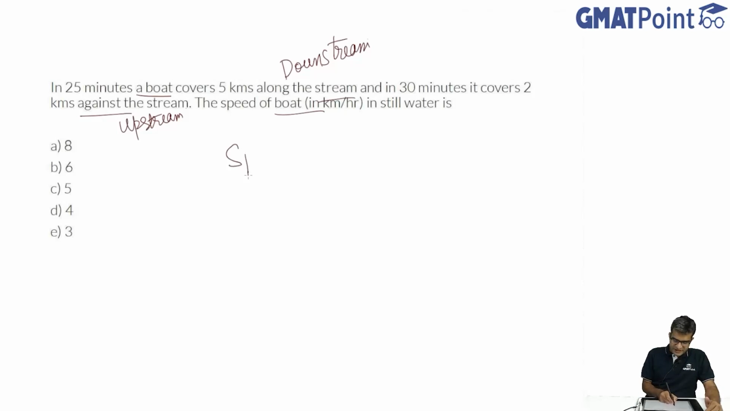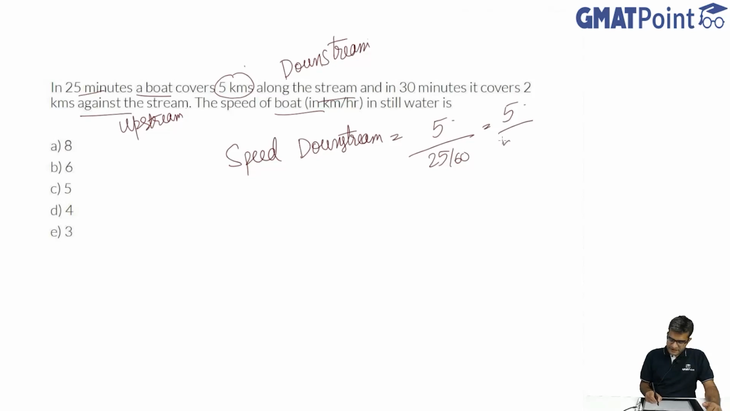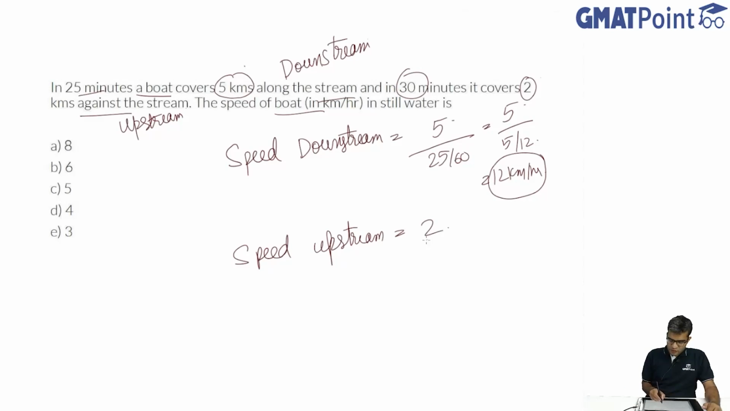What is the speed downstream? The speed of the boat downstream, because it is traveling 5 kilometers in 25 minutes, will be 5 divided by 25 by 60, which is equal to 5 divided by 5 by 12, which is equal to 12 kilometers per hour. This is the speed of the boat downstream. What is the speed of the boat upstream? Speed of the boat upstream is, it is covering 2 kilometers in 30 minutes. So it is covering 2 kilometers in half an hour. So the speed is 4 kilometers per hour.